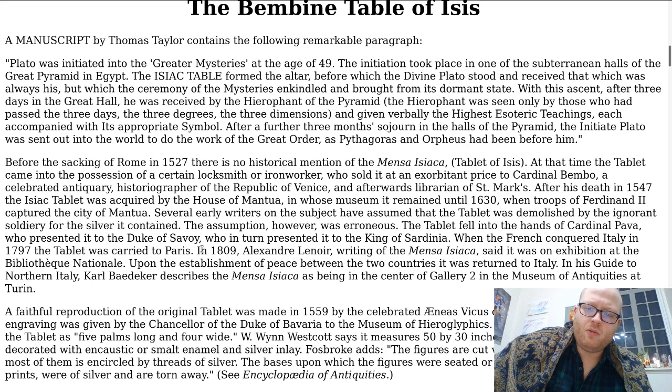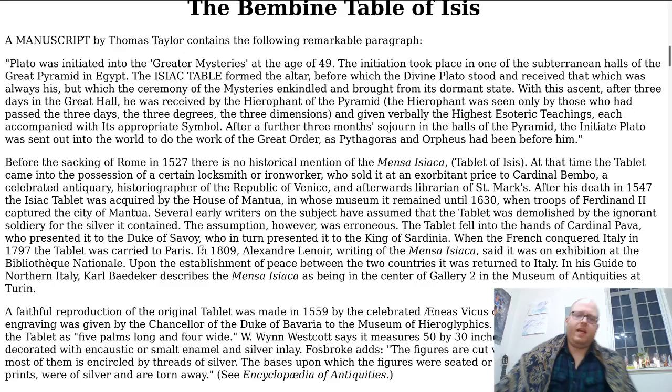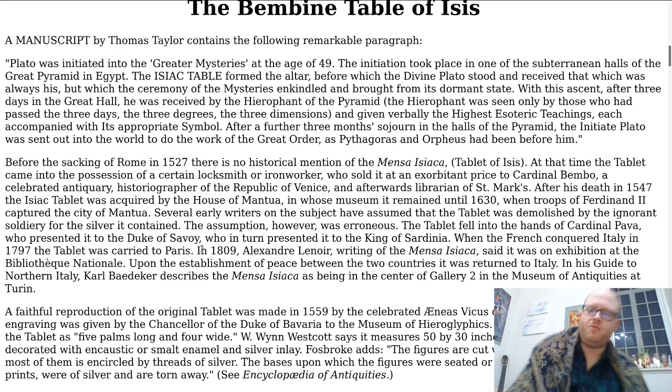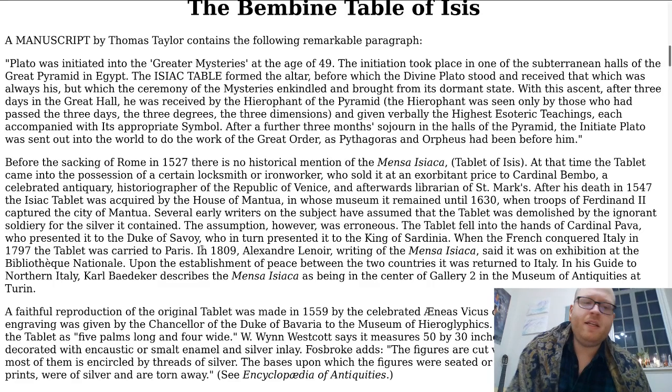When the French conquered Italy in 1797, the tablet was carried to Paris. In 1809, Alexandre Lenoir, writing of the Mensa Isaica, said it was on exhibition at the Bibliothèque Nationale. Upon the establishment of peace between the two countries, it was returned to Italy. In his guide to northern Italy, Karl Baedeker describes the Mensa Isaica as being in the center of Gallery 2 in the Museum of Antiquities at Turin.